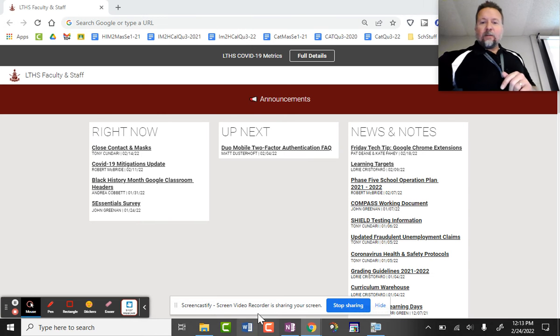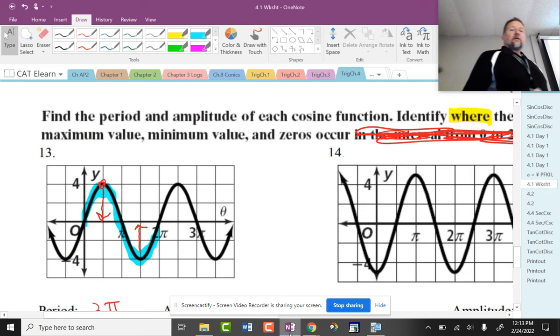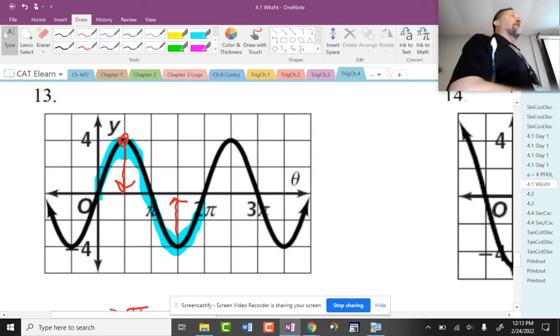All right, so period obviously is 2 pi, right? You see it? By the way, what's this a picture of, sine or cosine?